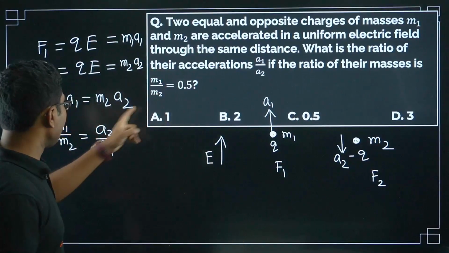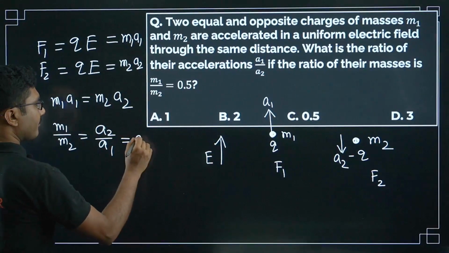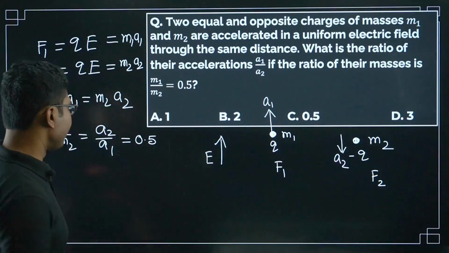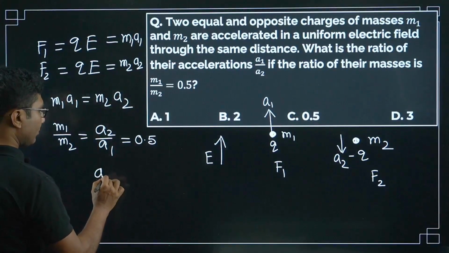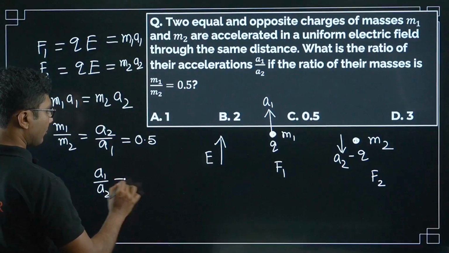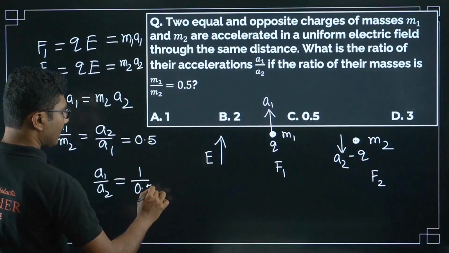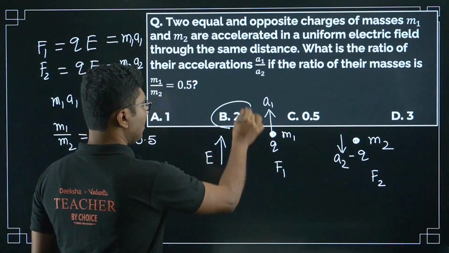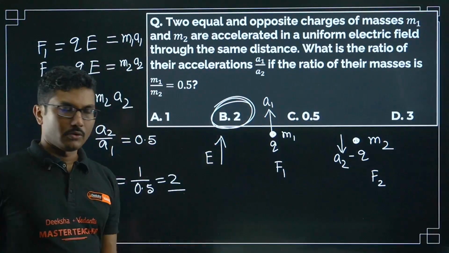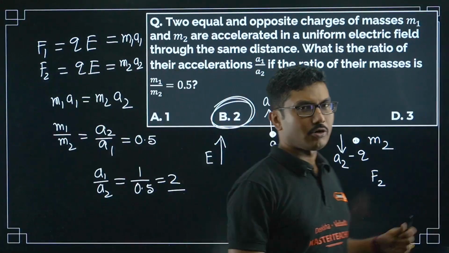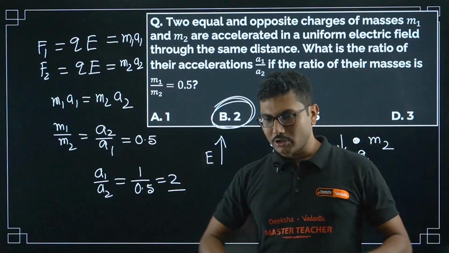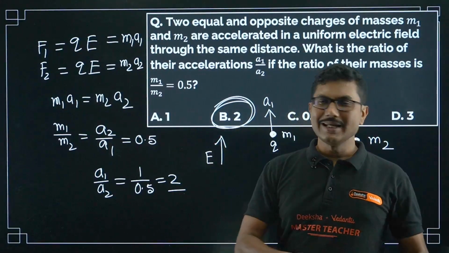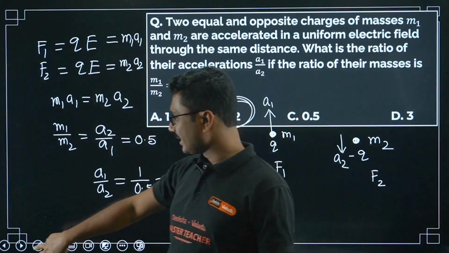Now m1 by m2 is given 0.5. So a2 by a1 must also be 0.5. Now what will be a1 by a2 then? So a1 by a2 will be 1 by 0.5, that is 2. So the ratio will be 2. Even though this question is not based on Gauss law, actually in KCET Gauss law based questions are very easy. So I have given you a question which is also easy but not direct straightforward.